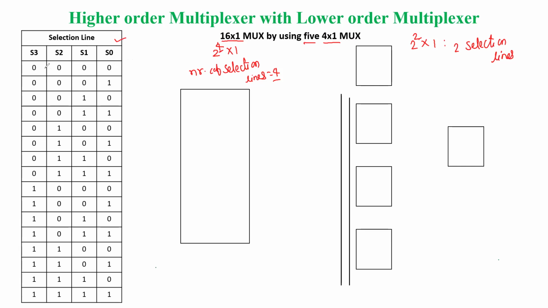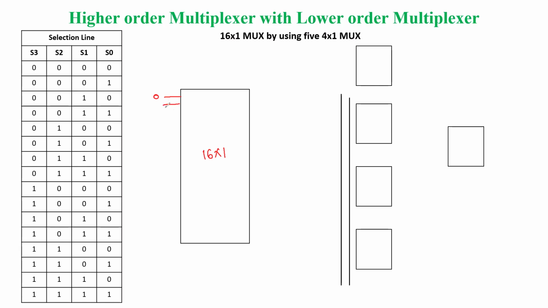Now, how are we going to implement those 16 combinations when we use 5 4 cross 1 multiplexers? Let's first see if it is only one 16 cross 1 multiplexer, then what is the situation. The inputs start with the first represented as 0, the second as 1, and like this it will have a total of 16 inputs, so the counting goes from 0 to 15.